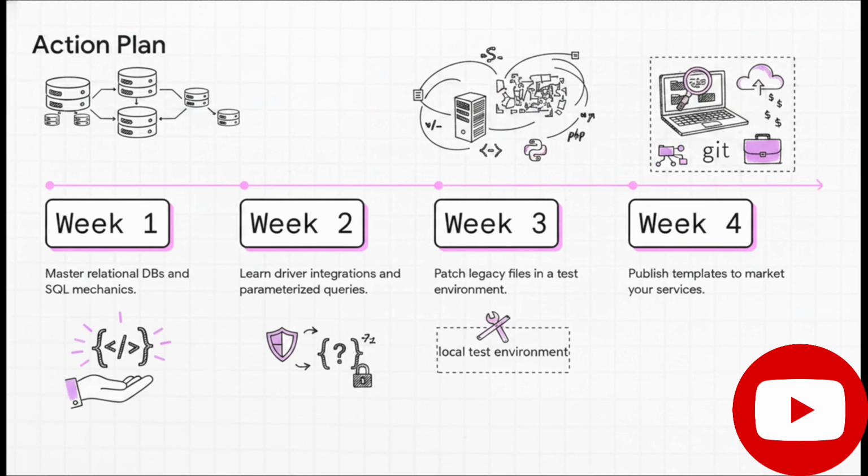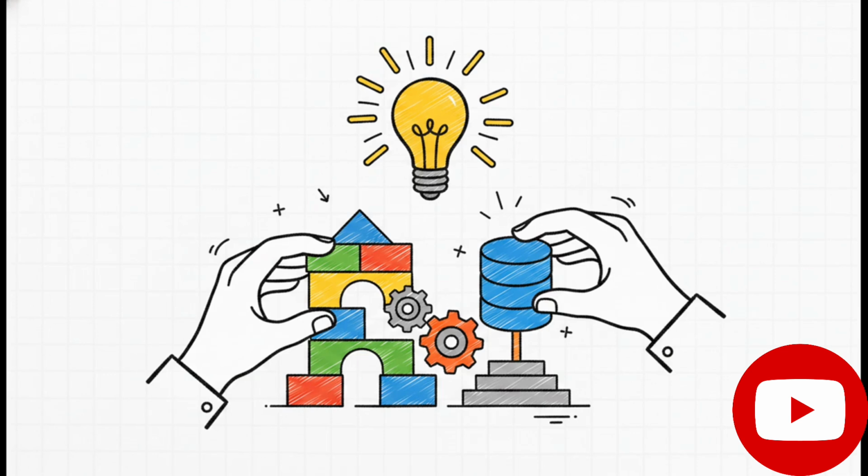Then step up your game in week 3 by manually tracing and patching insecure legacy files in a safe local test environment. Finally, wrap it all up in week 4 by assembling a public GitHub portfolio of your secure boilerplate templates to market your freelance services. So the crucial point is that the absolute best way to learn is by doing. Do not wait for a perfect moment.